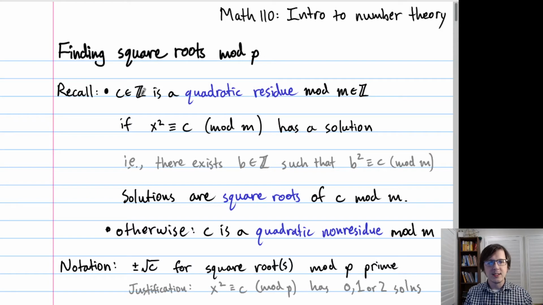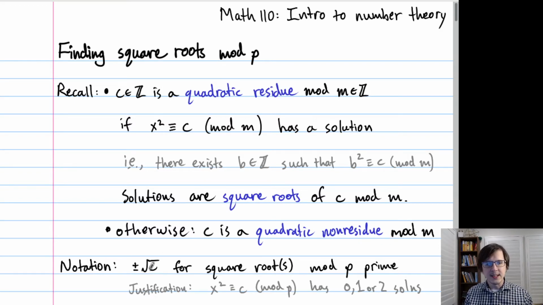So c, an integer, is called a quadratic residue modulo m, where m is an integer, if the equation x squared is congruent to c mod m has a solution. In other words, when c has a square root modulo m. Formally, there exists a b such that b squared is congruent to c, and the values of b that solve this are the square roots. Otherwise we say that c is a quadratic non-residue modulo m.